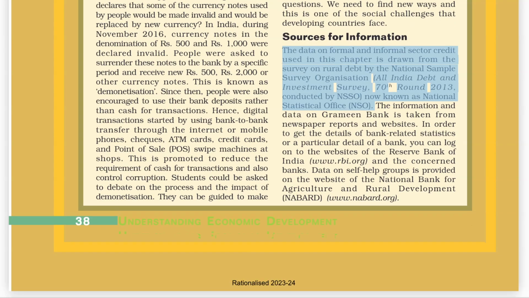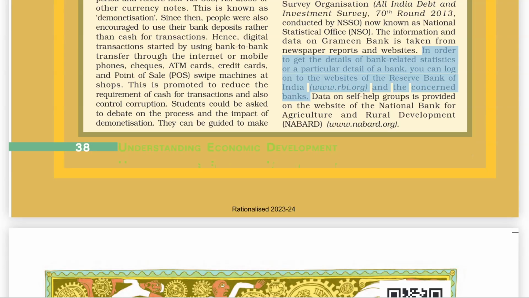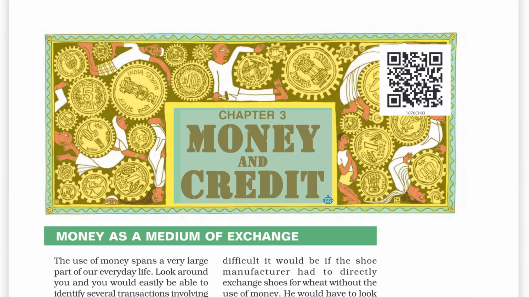Sources for information. The data on formal and informal sector credit used in this chapter is drawn from the Survey on Rural Debt by the National Sample Survey Organization, All India Debt and Investment Survey 70th round 2013, conducted by NSSO, now known as National Statistical Office (NSO). The information and data on Grameen Bank is taken from newspaper reports and websites. In order to get the details of bank-related statistics or a particular detail of a bank, you can log on to the websites of the Reserve Bank of India and the concerned banks. Data on self-help groups is provided on the website of the National Bank for Agriculture and Rural Development, NABARD.